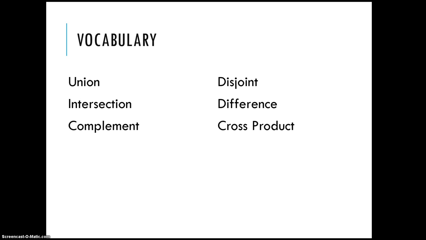One of them is union, intersection, complement, disjoint, difference, and cross product. 5 of 6 of these terms are actual operations, and one of them is just a relationship between two sets. Let's go ahead and point out which one that is. This one right here, this is not an operation. Disjoint is actually going to be a relationship.